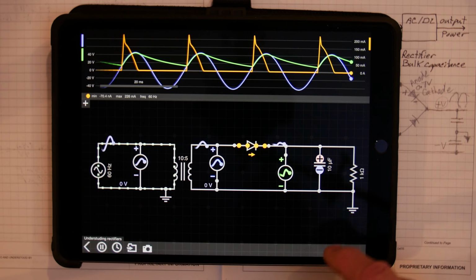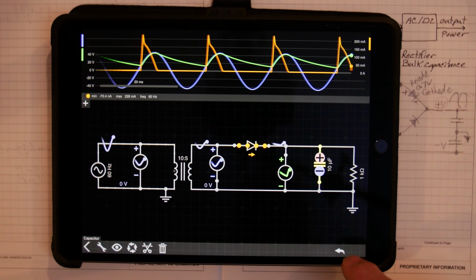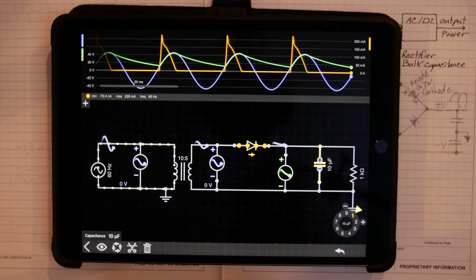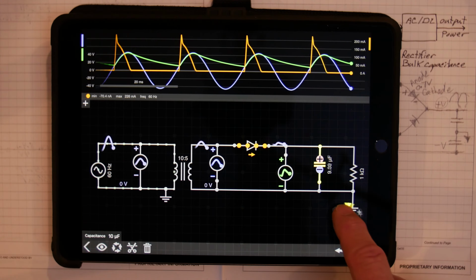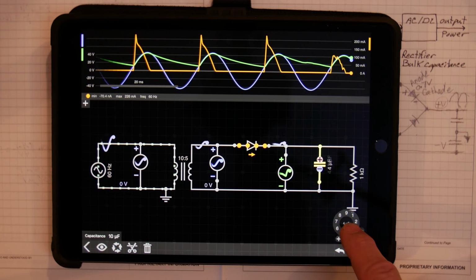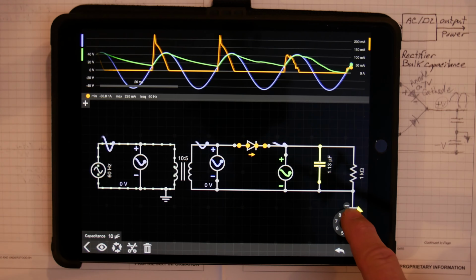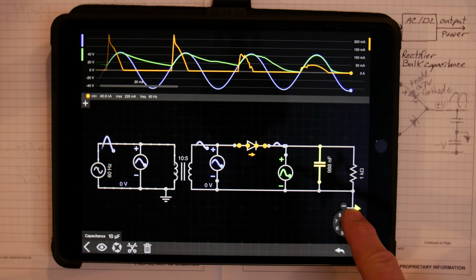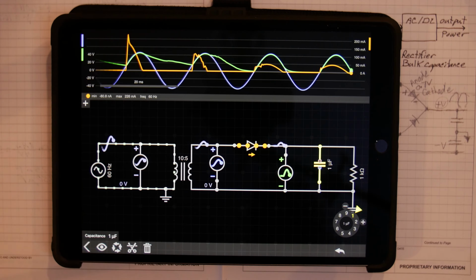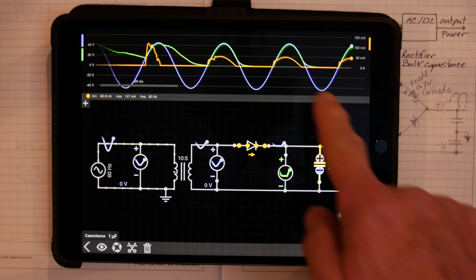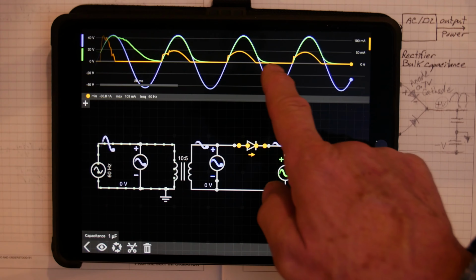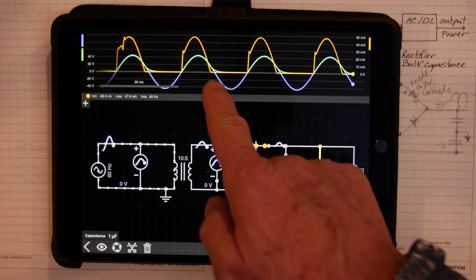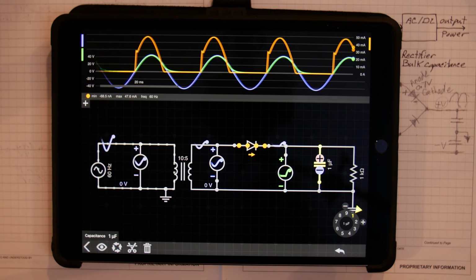Okay. Now I'm going to drop the value of this capacitor again just to show you how that changes. Let's go back down to 1 microfarad. That's 1 microfarad. That's where we could barely see the green waveform having any charge at all. Just a little bit of a curvature right there.